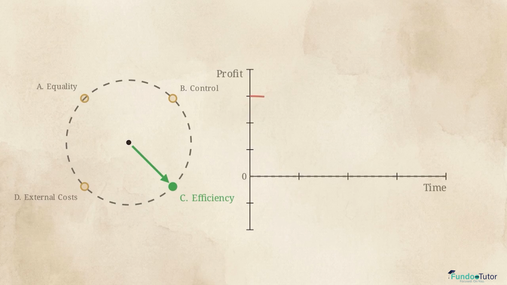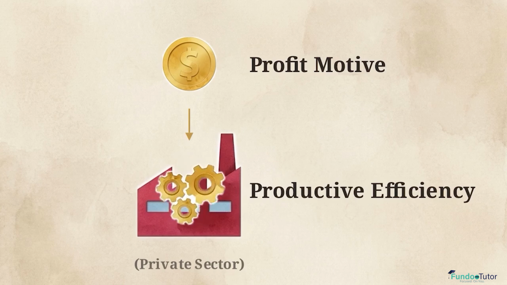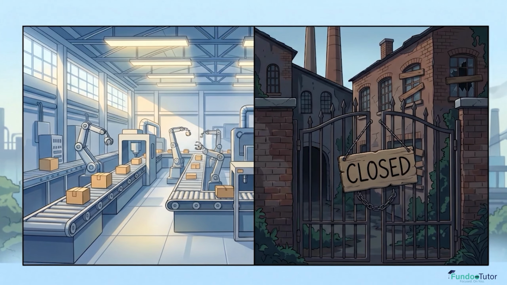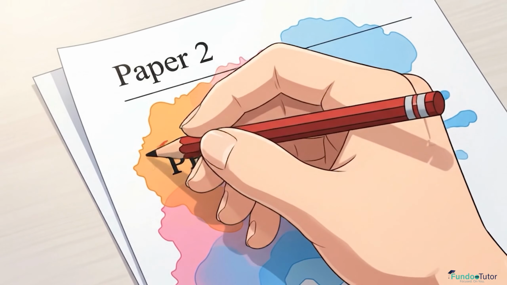Private firms face a stark reality. If they fail to cover their costs, they go bankrupt. This creates a powerful profit motive that forces them to operate efficiently. Privatization is a survival-driven race. Firms either cut waste and improve production, or they fail.